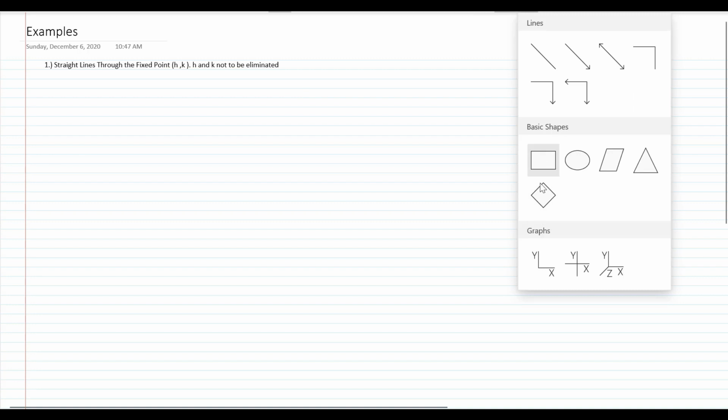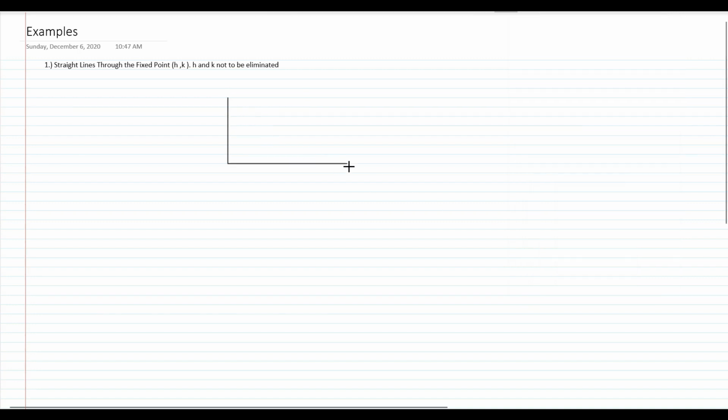So moving on, let's proceed to our next example. Straight lines through the fixed point h comma k, h and k not to be eliminated. To solve this, we must understand what the problem is actually saying to us. So straight lines through the fixed point h comma k. So in a Cartesian plane, suppose this is the Cartesian plane, we have a fixed point.